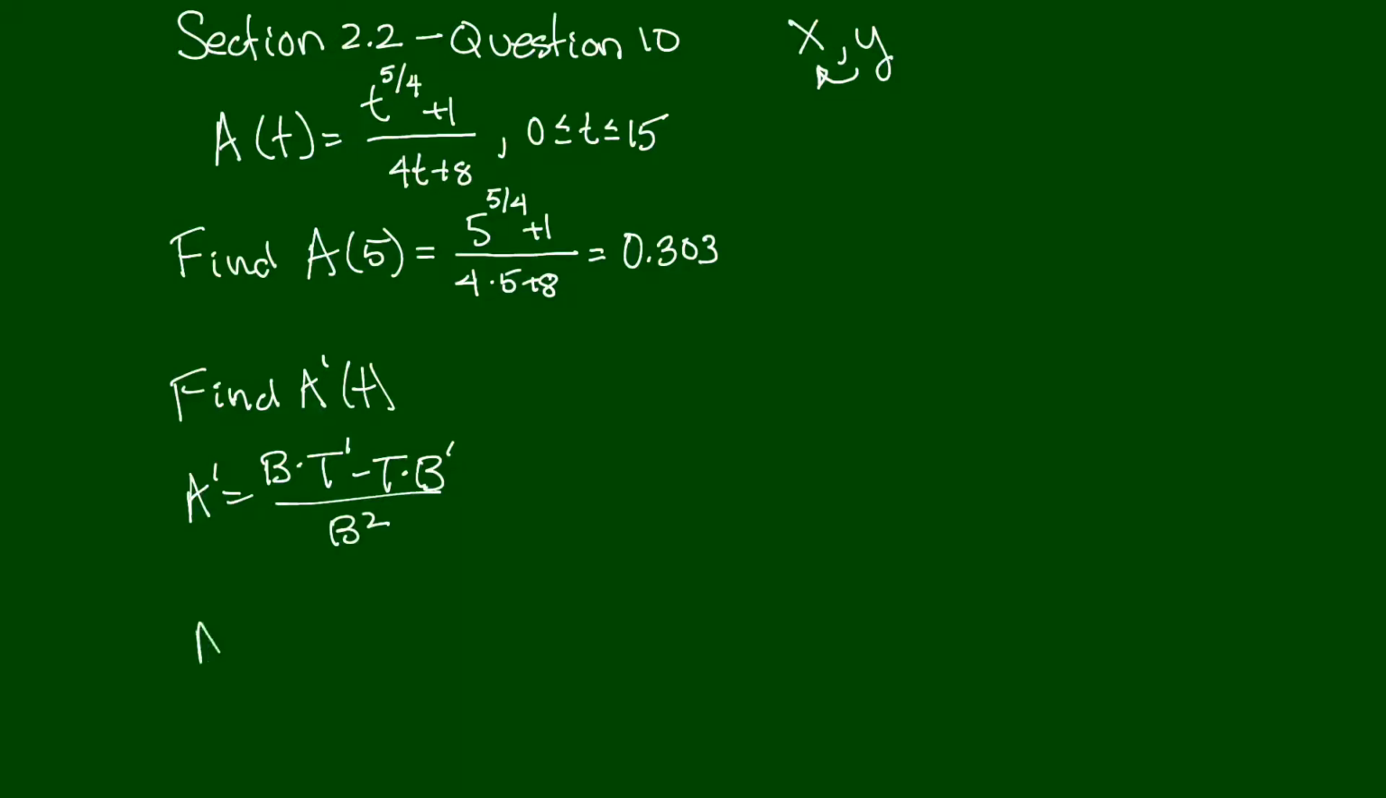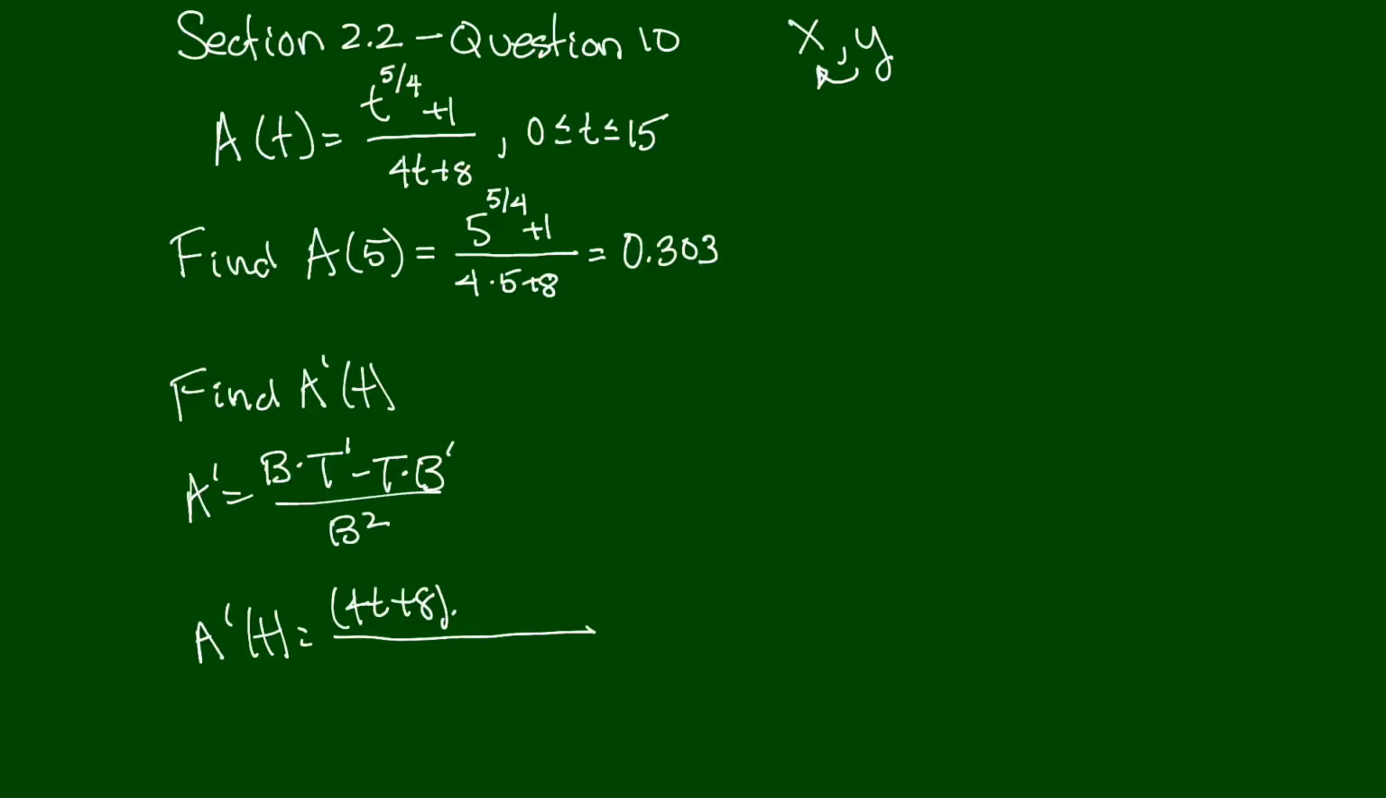So what are we going to get here? We're going to get A prime of T equals, right, the bottom, which is 4T plus 8 times the derivative of the top. Now I'm going to come way up here. Derivative of the top, right, that one's going to go to 0. I'm going to bring the 5/4 down, decrease it by 1, or 4/4. So 5/4 T to the 5/4 minus 4/4 is just T to the 1/4.